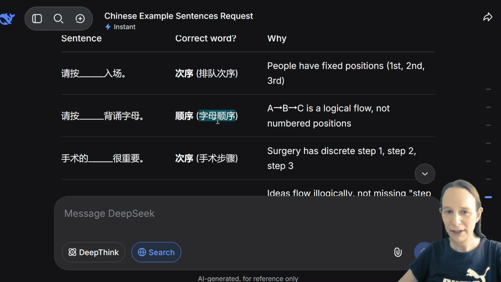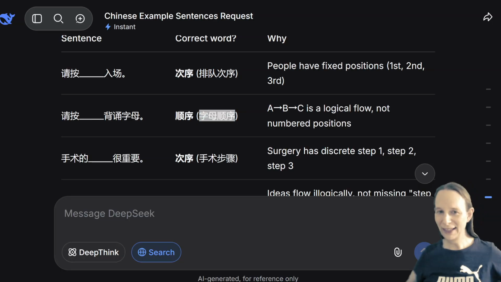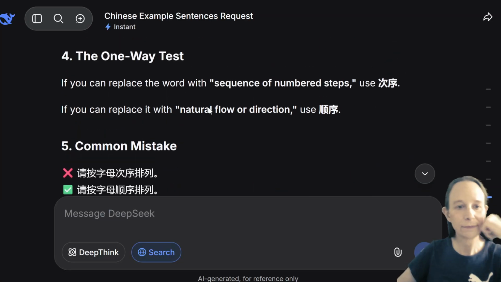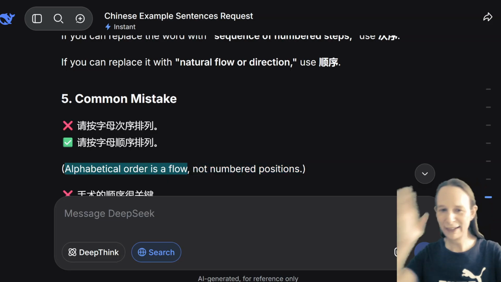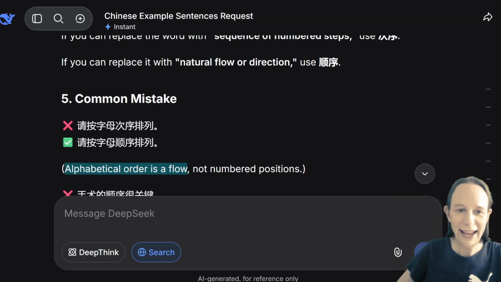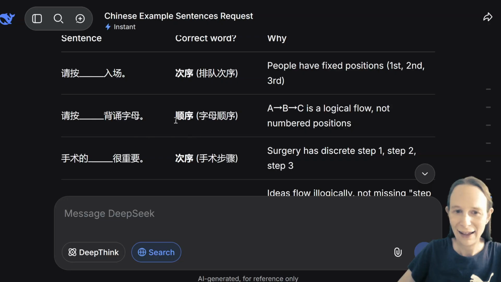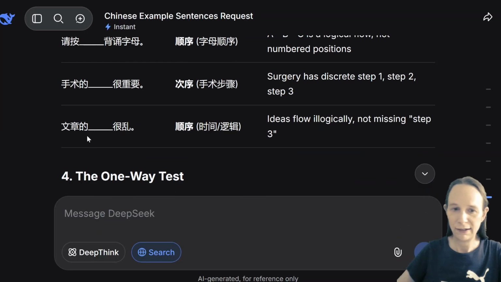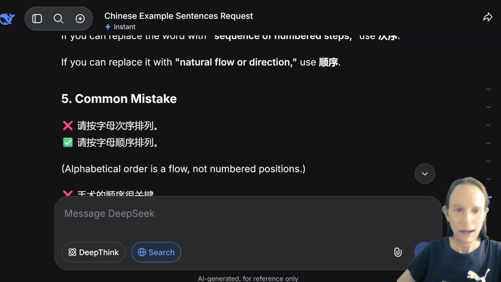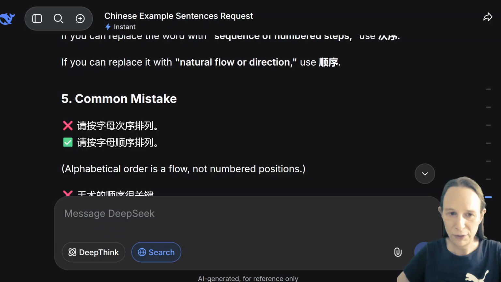So people queuing up, 字母顺序. So the sequence of letters. Common mistake. 请按字母顺序排列. Um, alphabet is for what? Alphabetical order is a flow. Didn't you just say, here, ABC. 顺序 goes with 字母. But here you're saying, oh, 次数 doesn't go with 字母. All right.